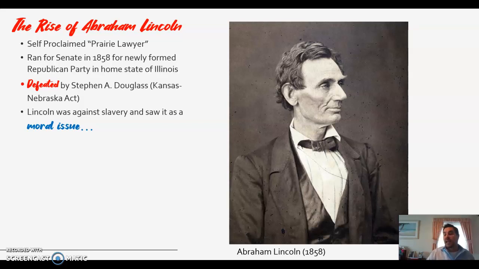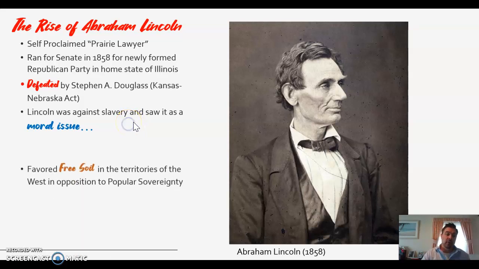And Lincoln was against slavery, and he saw it as a moral issue. A moral issue is right versus wrong. And Lincoln basically said it's wrong for humans to own other humans.